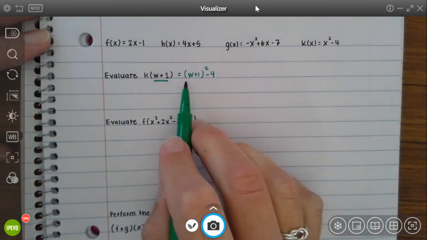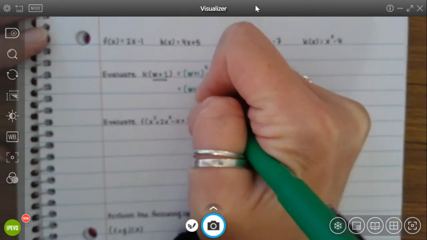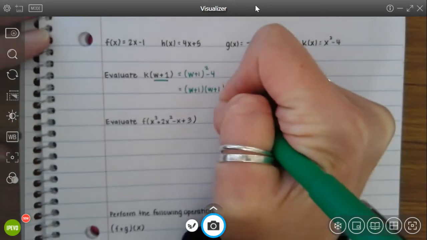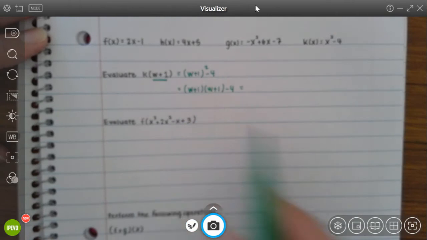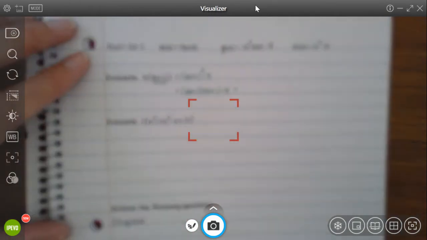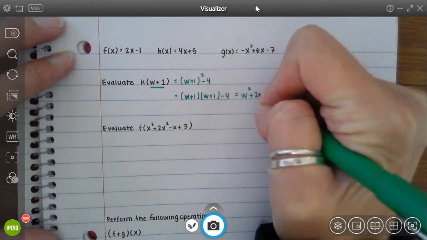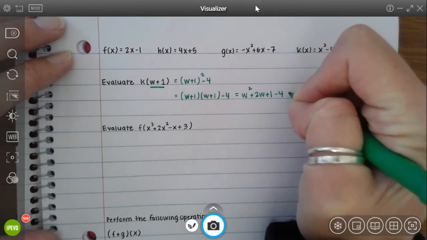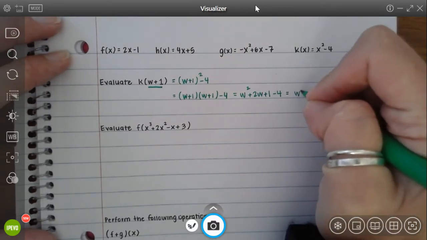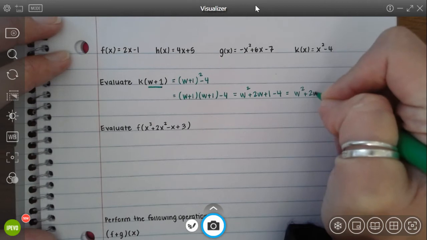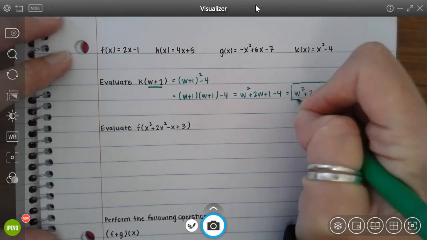Don't forget that when you are squaring a quantity, that means that you are multiplying it twice. So that really tells me that I have 2 w plus 1s. My order of operations says that I want to multiply these first, so I'll go ahead and FOIL those out. That will give me w squared plus 2w plus 1. And then I still have that minus 4 at the end. When I combine like terms, I'm going to end up with w squared plus 2w minus 3. And that's my k of w plus 1.